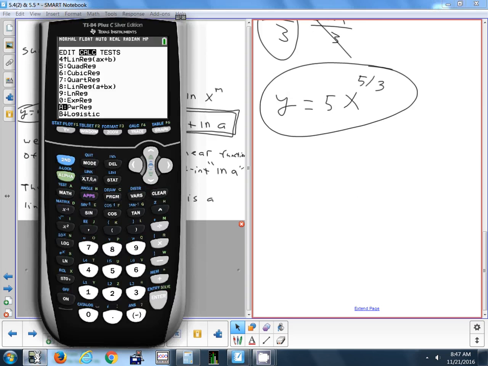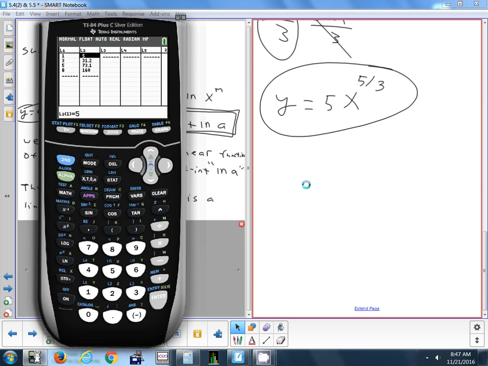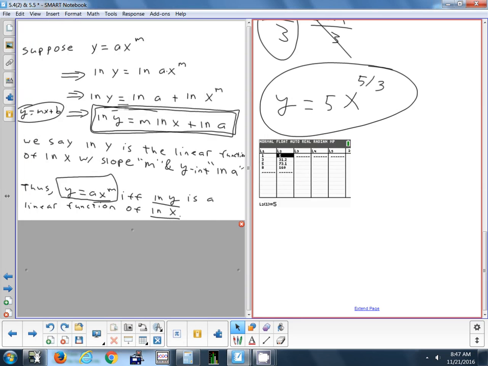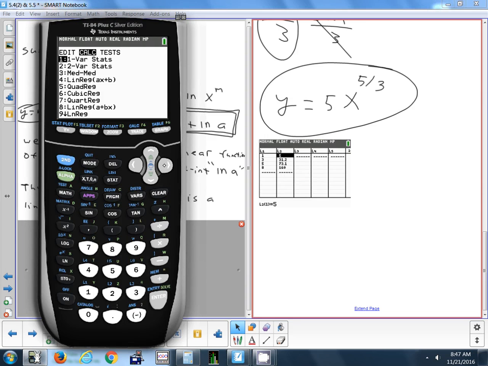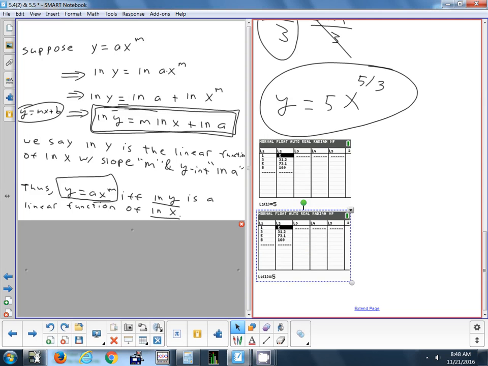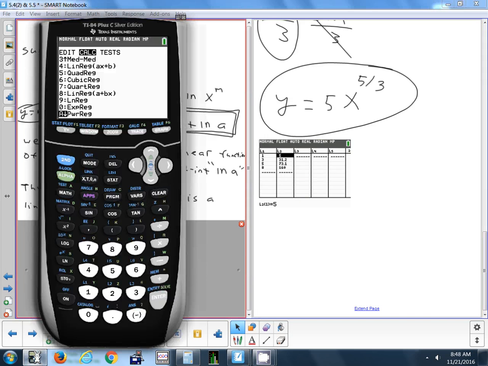And you know what I can do? I can just put the main screens in the video so you can check them out if you need to. So there's your data. Then you go into Calc, power regression. It's not happy with me right now, so I can't show that for you. But that's your next step. Go to power regression.